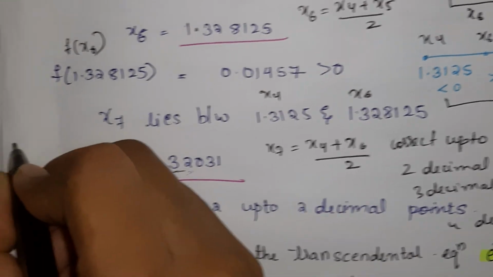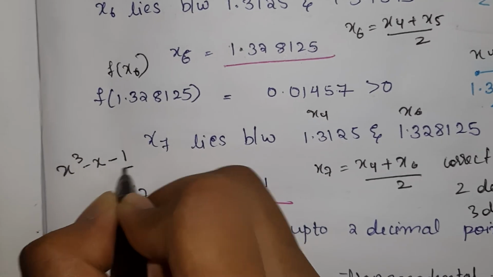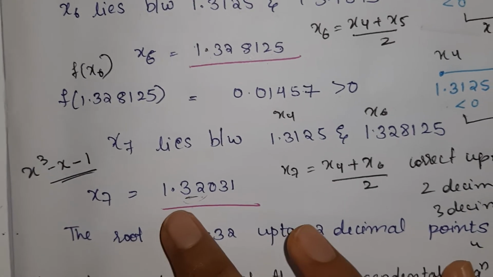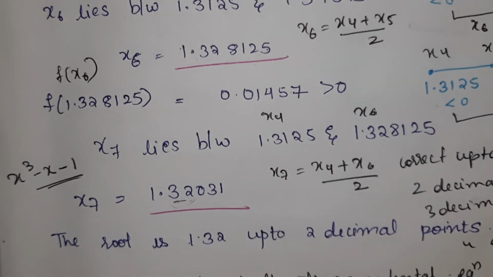So the root of what? x cube minus x minus 1. The root of this is 1.32, correct up to 2 decimal places. So this is how you do the bisection method.